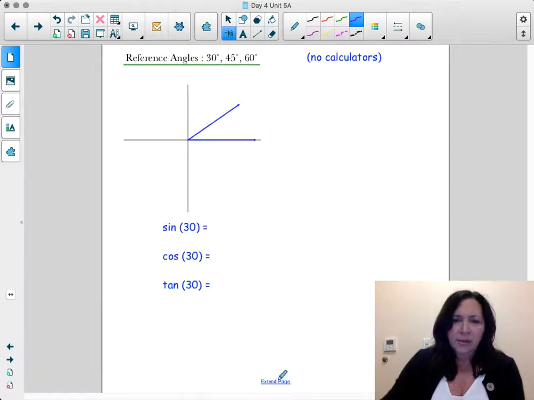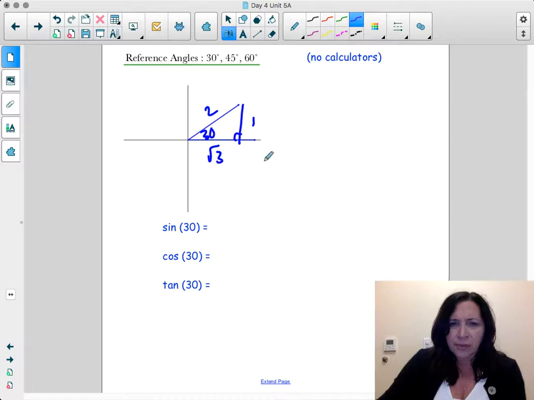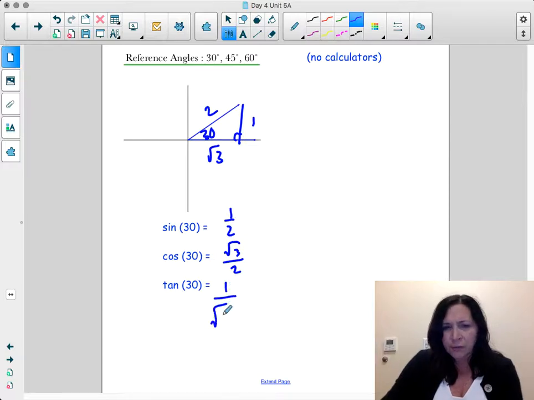No calculators. Your job is to find sine of 30, cosine of 30, and tangent of 30. So if this was 30 degrees, that's 1, 2, square root of 3. Sine of 30 is opposite over hypotenuse. Cosine of 30 is adjacent over hypotenuse. And tangent of 30 is opposite over adjacent, which is 1 over root 3.